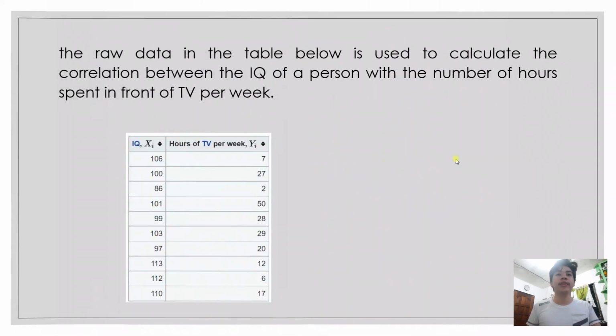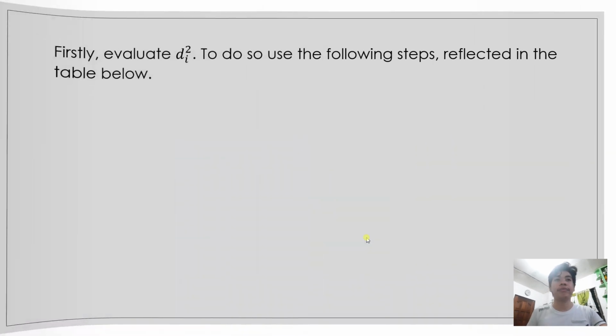Example number 1. The raw data in the table below is used to calculate the correlation between the IQ of a person and the number of hours spent in front of the TV per week. The IQ of the person is 106, 86, 101, 99, 103, 97, 113, 112, 110. Hours of TV per week, our second variable, or the y variable: 7, 27, 2, 50, 28, 29, 20, 12, 6, 17.